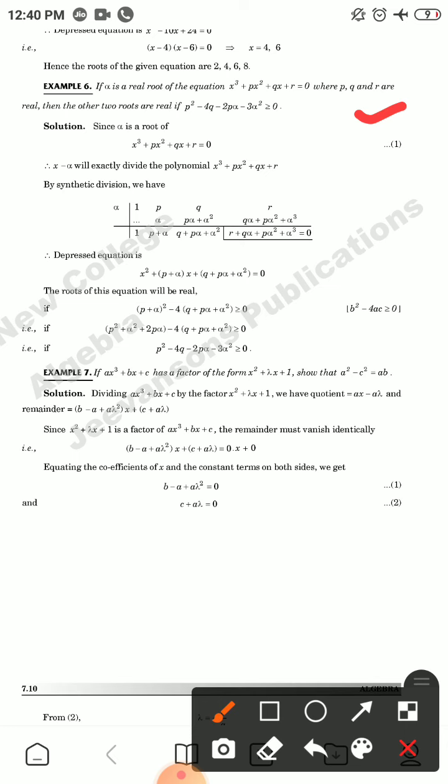Since alpha is a root of the given equation x cube plus px square plus qx plus r equal to 0, therefore x minus alpha will exactly divide the polynomial. By synthetic division, we have the depressed equation as x square plus p plus alpha x plus q plus p alpha plus alpha square equal to 0. The roots of this equation will be real if b square minus 4ac is greater than or equal to 0. Finding and solving, we get p square minus 4q minus 2p alpha minus 3 alpha square is greater than or equal to 0.